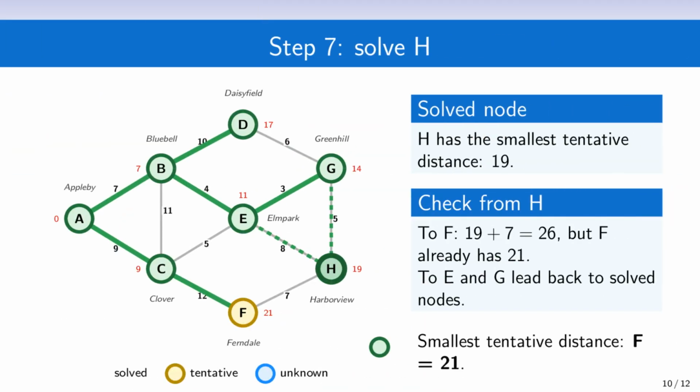We solve H. Checking from H, the path to F would be 26, which is higher than 21, so we do not update. H also connects to already solved nodes. F remains the smallest at 21.